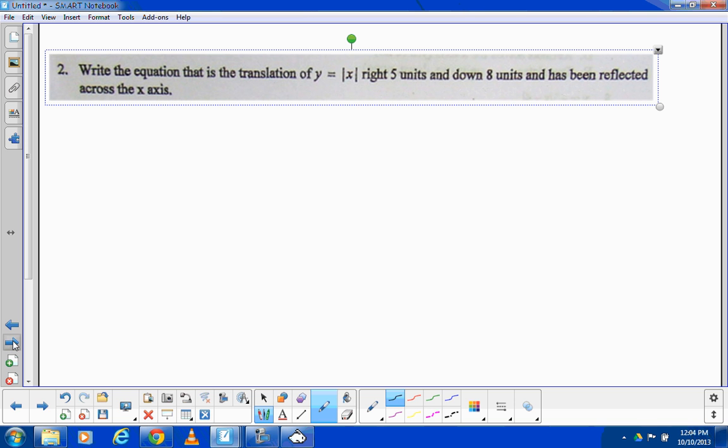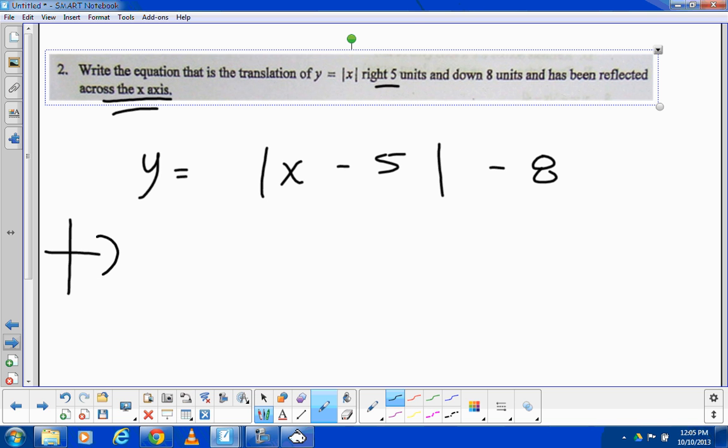Okay, number 2. All right, let's really the same type of question here. Let's just start off with that. All right, so here we go. Write 5. What's that going to mean there? Minus 5, and then down 8 would be minus 8 out here. Now this one says reflecting across the x-axis. So that means we're reflecting it vertically. So y'all can tell me, where's the negative sign going to go? Outside. Okay? Because it's doing vertically. Vertical stuff goes on the outside.